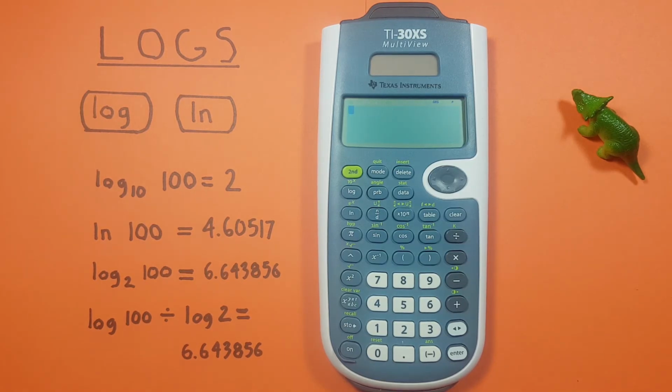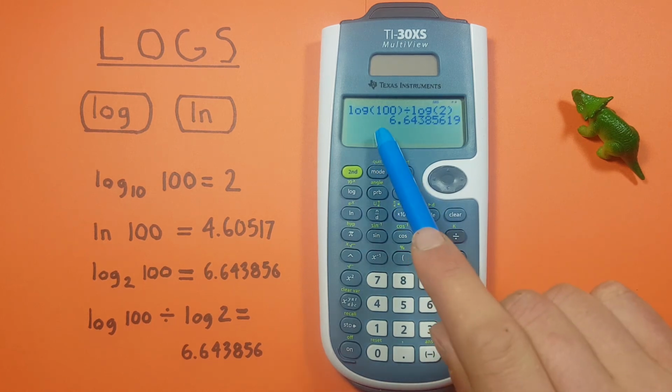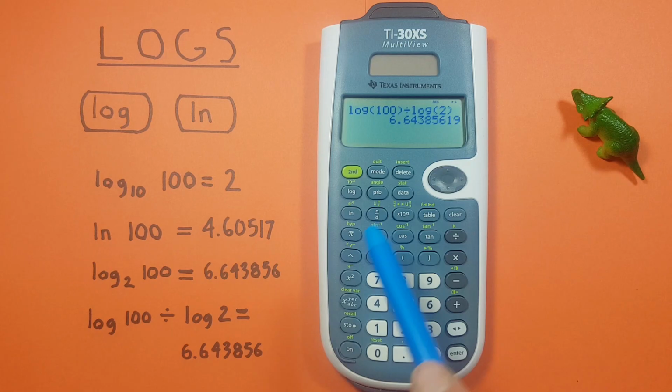But what if we wanted to find a log base that isn't 10 or natural log, like, for example, log base 2 of 100? Well, we can't adjust the log bases with this calculator, but what we can do is something called the change of base formula. It looks like this, where we divide the log of the number by the log of the base. So for this example, we would do log of 100 divided by log of 2. So we enter that, log 100, make sure we close the bracket, divided by log 2, close the bracket, and press enter. And we get the result of 6.64385, etc., which is correct.